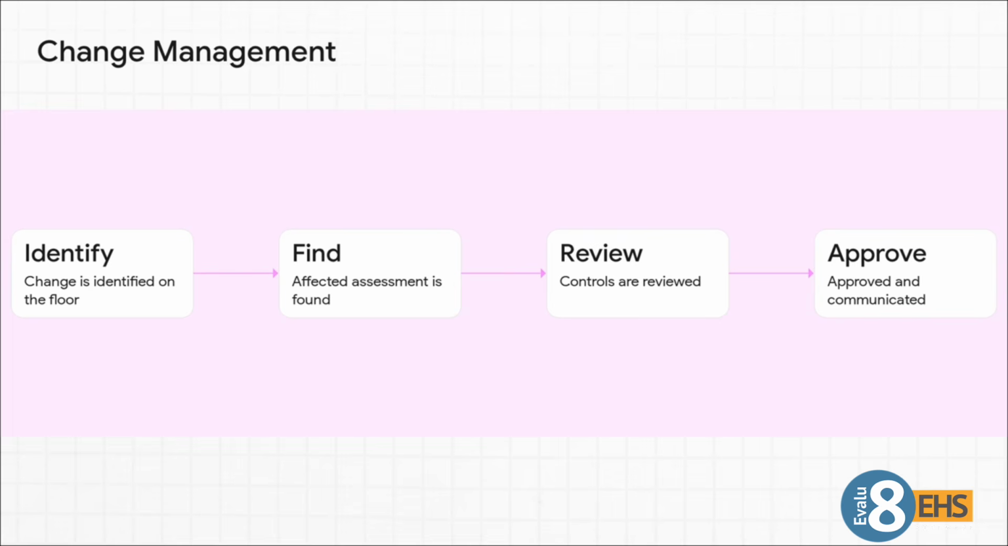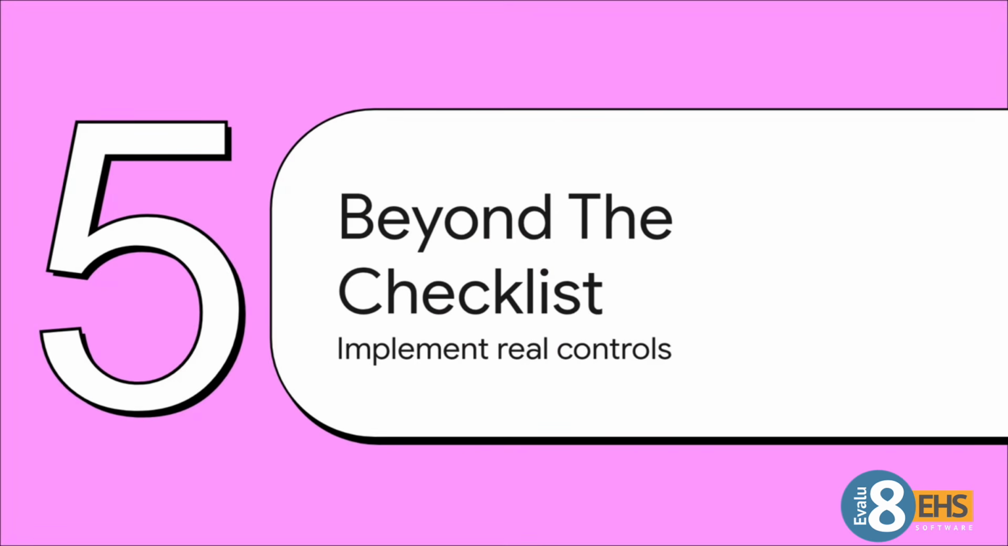When a dynamic trigger happens, let's say adding a robotic loader to a line, a digital management of change instantly kicks in. Step 1, the change is identified on the floor. Step 2, the system finds only the affected assessments without bogging you down with unrelated ones. Step 3, specific new controls are reviewed. And Step 4, they are approved and communicated directly to the relevant workers. This workflow proves that real safety is about efficient tracking over time, not just doing some initial data entry and forgetting about it. And finally, Section 5, moving beyond the checklist to implement real controls.